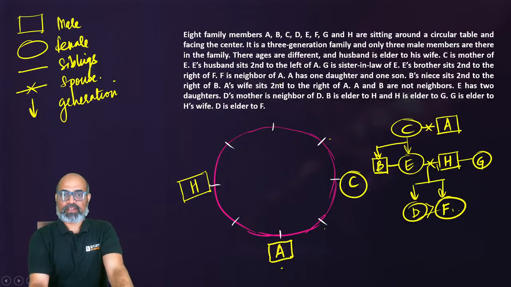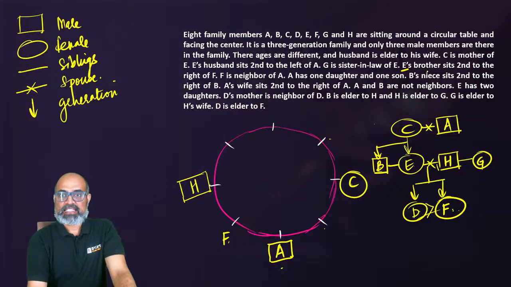Okay. E's husband, H sits second to the left of A, he does. E's brother, that is B, sits second to the right of F. Don't know where F is. So we haven't done this. F is neighbor of A, so it could be at any of these 2 places. Suppose this is where F is.